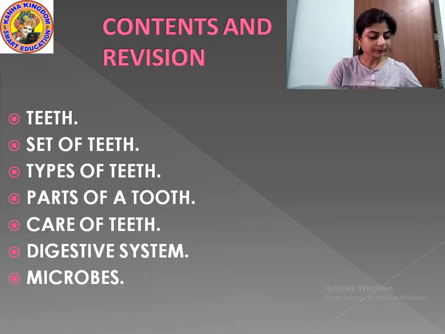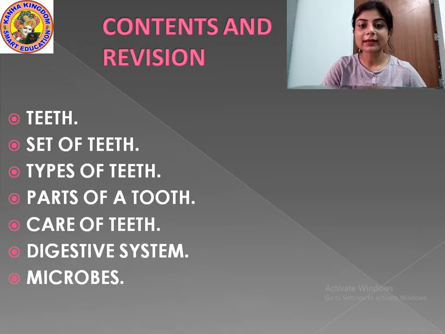Then what are the different parts of a tooth? The different parts of a tooth are crown, neck and root. Yes or no? Crown, neck and root. The crown is the upper portion of the tooth, the white part that you see. The neck is between the crown and the root of the tooth. And down where the nerves and the pulp cavity are, that is the root part of the tooth.